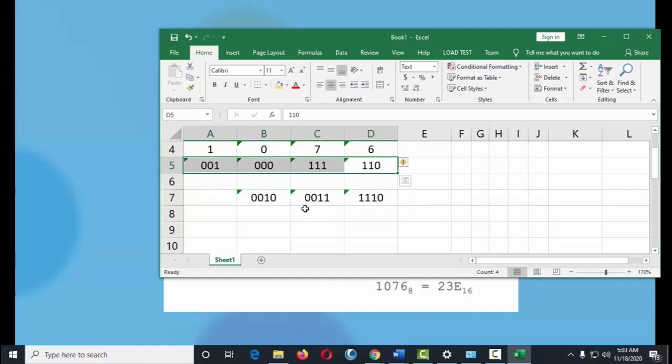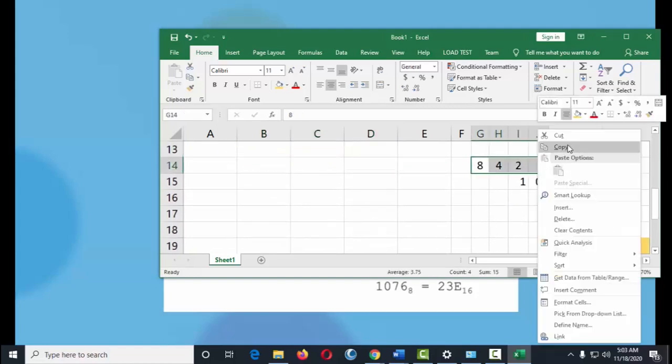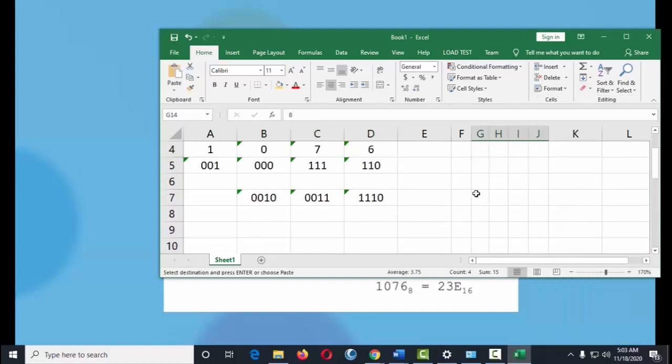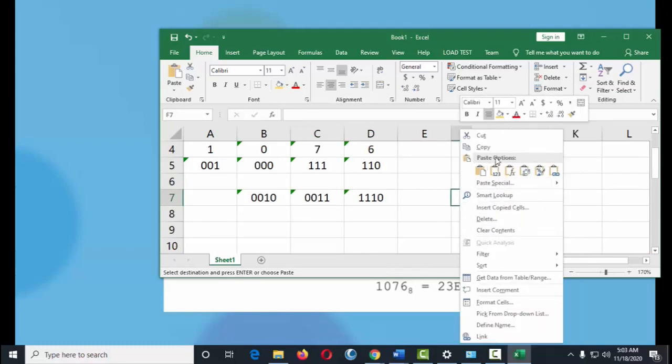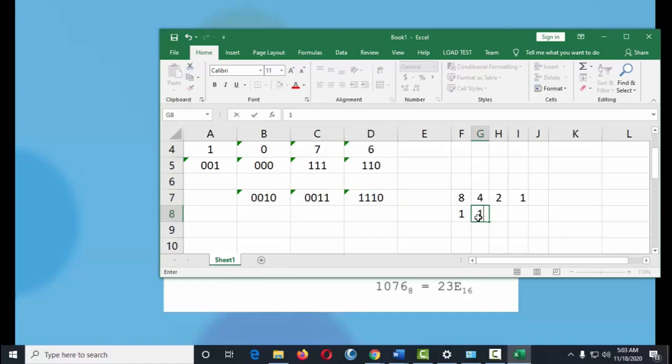So we now have these binary groupings, and we now convert them. I'm going to copy this, put this here, paste, so that we'll get the equivalent. So 1110, you add the 8, 4 and 2. The answer is 14. So what is 14 equivalent to?